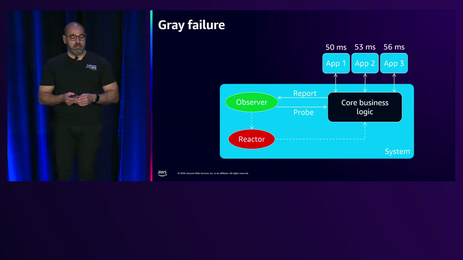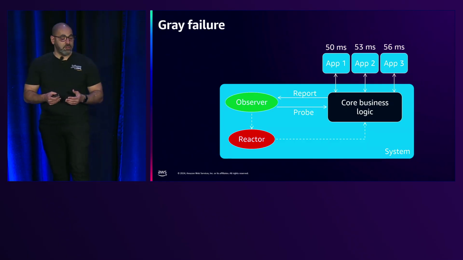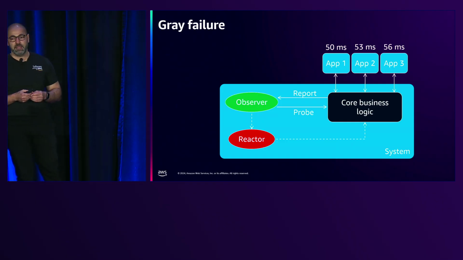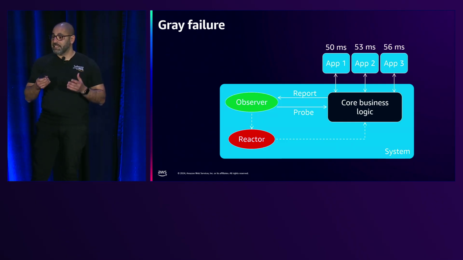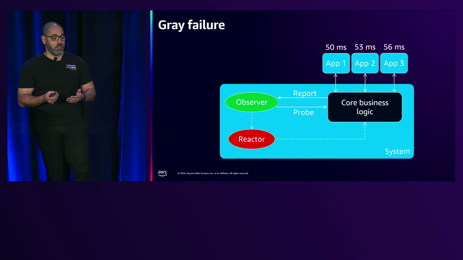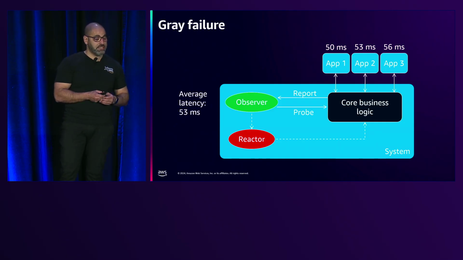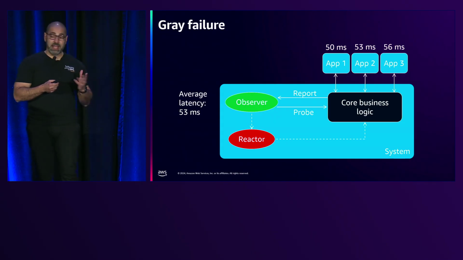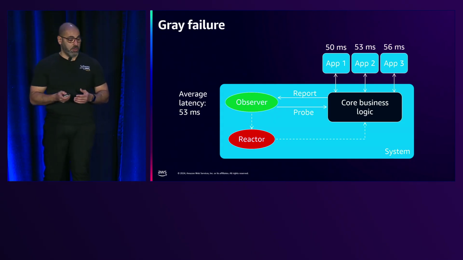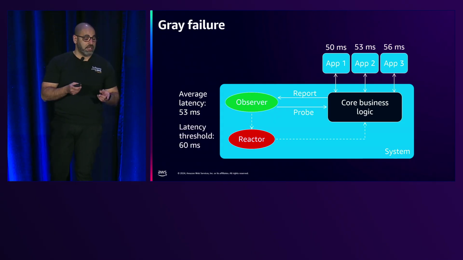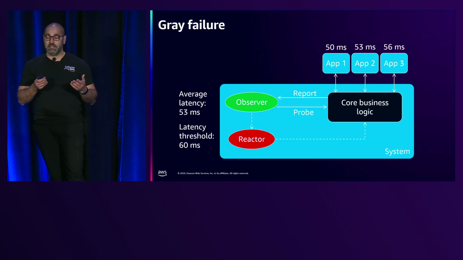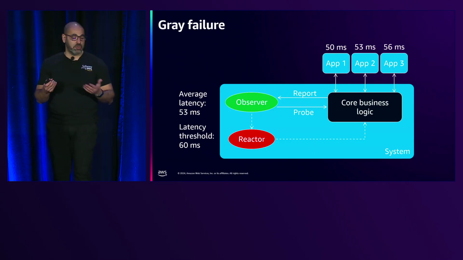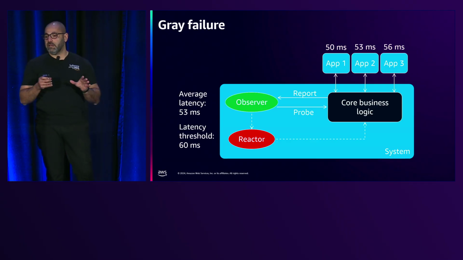Okay, so let's talk about the failure modes, starting with the gray failure. Let's say you have a system that's a dependency for three applications, applications 1, 2, and 3. Now, each of these applications is sending the latency metric to a core business logic of the system, which in turn sends a report to the observer, which is seeing an average latency of 53 milliseconds. The system also has a reactor function with a configured threshold of 60 milliseconds. Now, as long as the average latency is less than the latency threshold, everything is good, monitoring is green. And in fact, as it stands now, everything is fine.